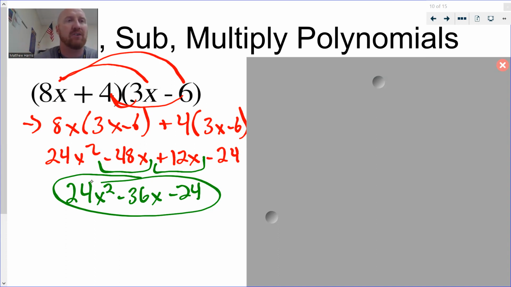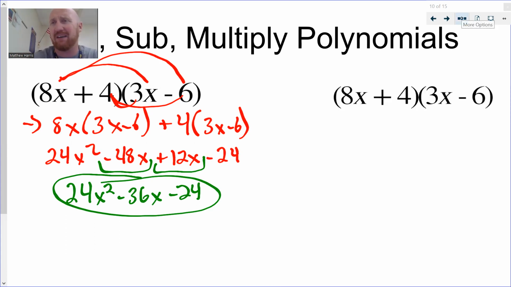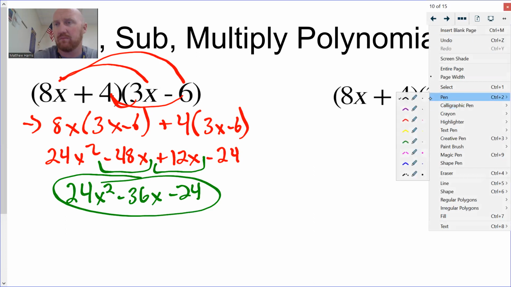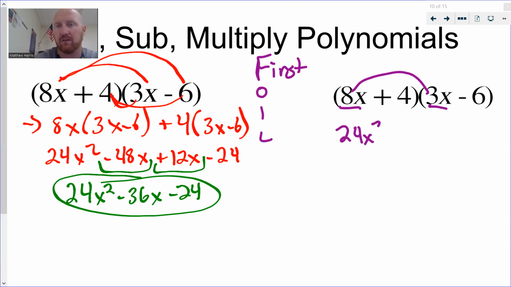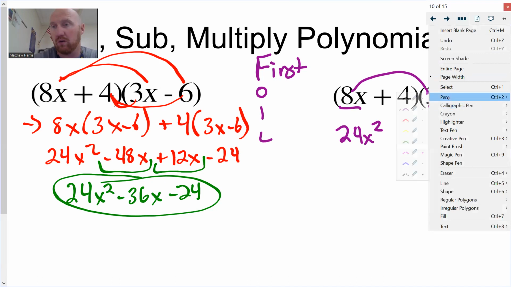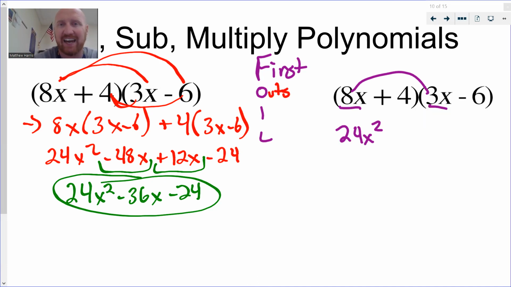Now, when you have a binomial times a binomial, you can use what I've referenced before, which is called FOIL. So I've got the same exact problem. We're going to use FOIL, right? And FOIL, F-O-I-L, in FOIL means first. So we're going to take the first term times the first term. So 8x times 3x is 24x squared. Then the O stands for outside. So we're going to take the two outside terms, and we're going to multiply these two together. All right, so 8x times -6 is going to give us -48x.